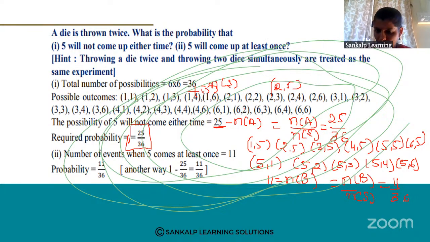We can do it this way, or another method is there, that is the probability that 5 will not come up even once is 25 divided by 36. So 1 minus 25 divided by 36, 36 is the LCM, right? So 36 minus 25, you will get 11 divided by 36. So this is also the probability of getting 5 at least once. So here and here the result will be the same. You can do it this way or that way. In both cases you will get 11 divided by 36 only.